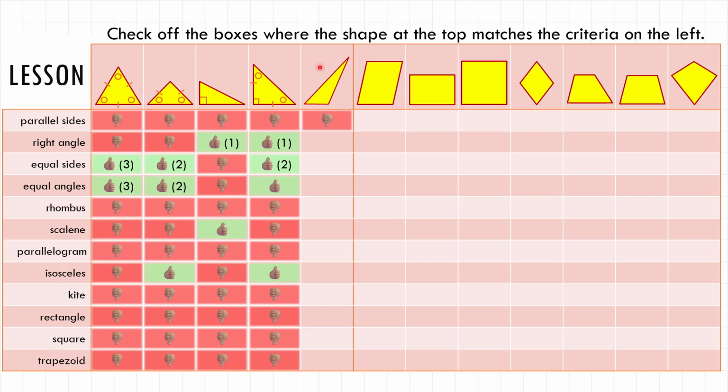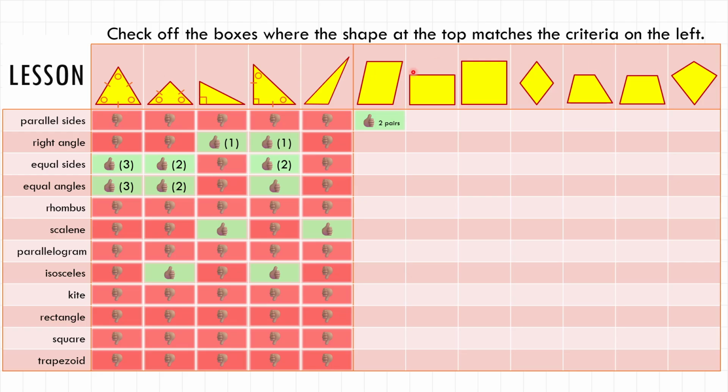The last triangle we're looking at here doesn't have parallel sides or right angles or equal sides or equal angles, and therefore we would call this scalene. And it's not a parallelogram, it's not isosceles, and it's not any of the other quadrilaterals either.